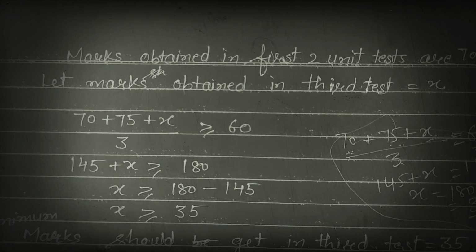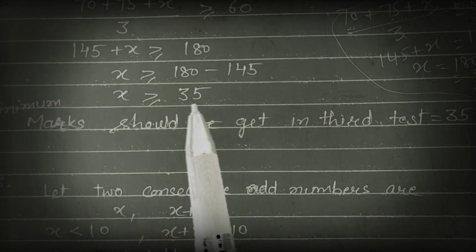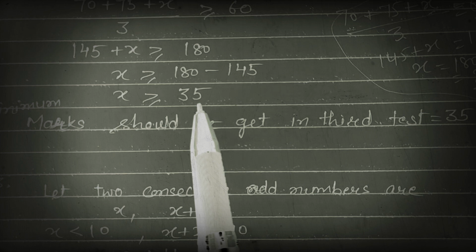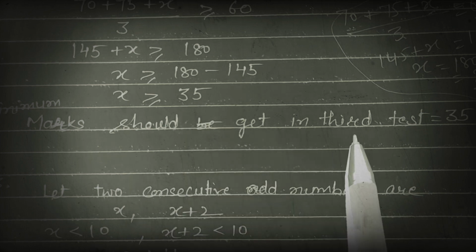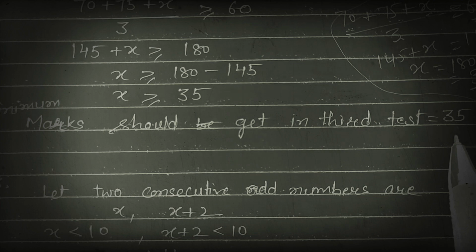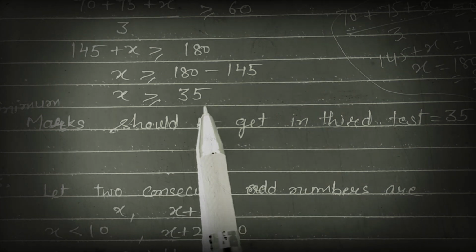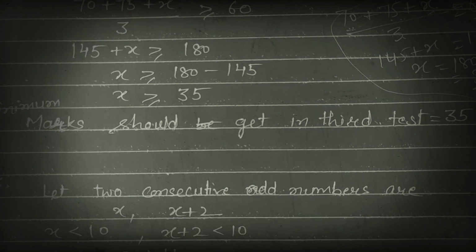Then after solving we will get x is greater than or equal to 35. That means the minimum marks to get in the third test should be 35. कम से कम 35 marks होने चाहिए minimum 60 marks होने के लिए.